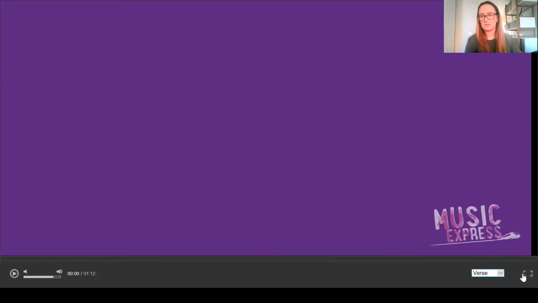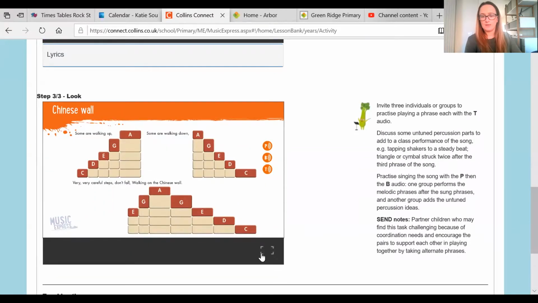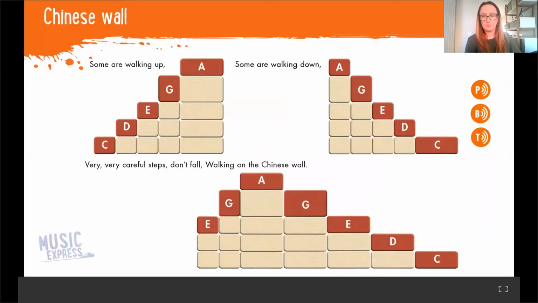So lovely. We managed to have a bit of a video there. Now, what we're going to do now is have a little look at this final piece of music where it shows you the different notes on the pentatonic scale. So we know the pentatonic scale is 5 notes, don't we? Let's have a little listen. So you can see how if some are walking up gets higher, some are walking down. Very careful steps. Don't fall walking on a Chinese wall. And you can see how that goes up and back down again.